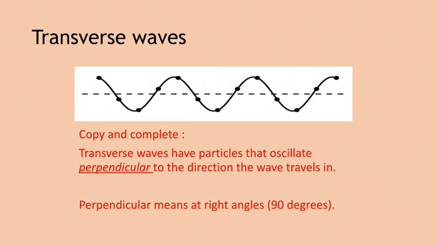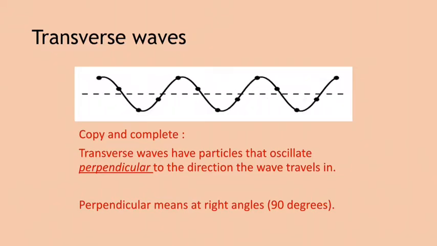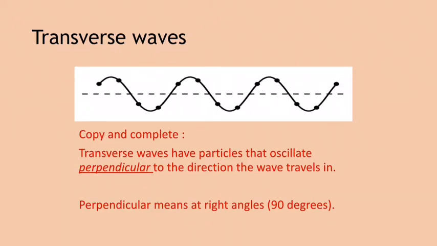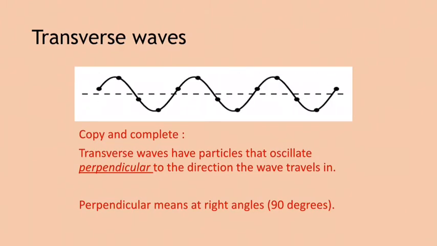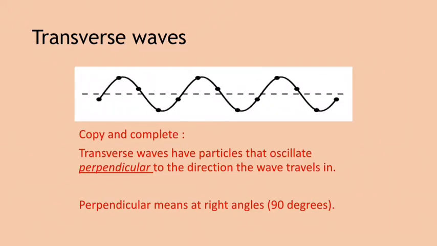Hopefully you could see that the particle, the dot, was travelling up and down, perpendicular to the direction of the wave. So at right angles. The wave is going from left to right, but the particles are just going up and down.